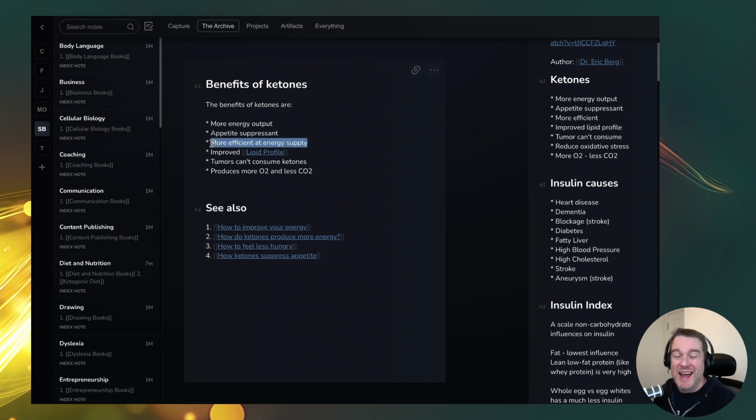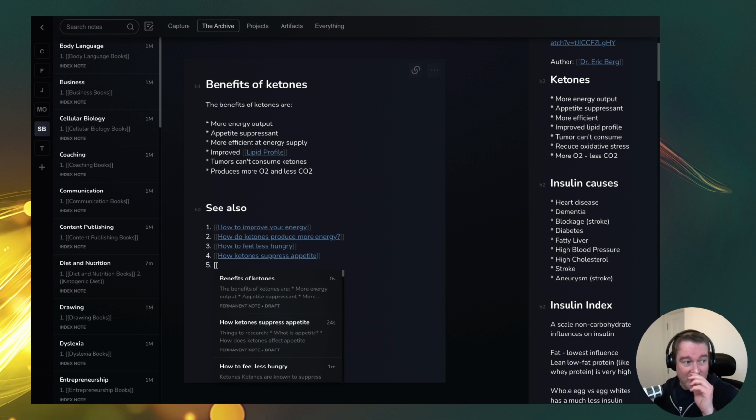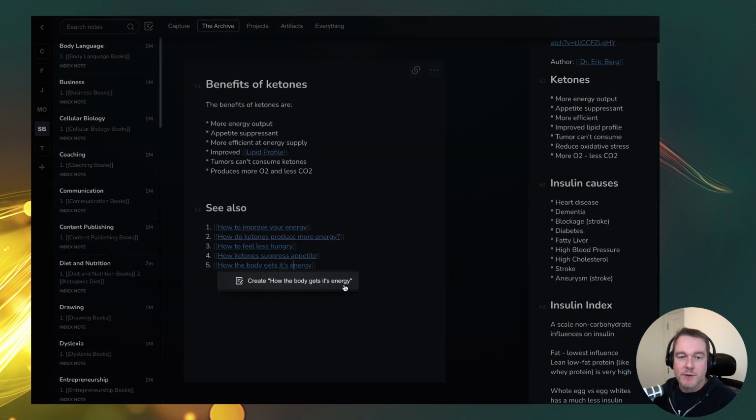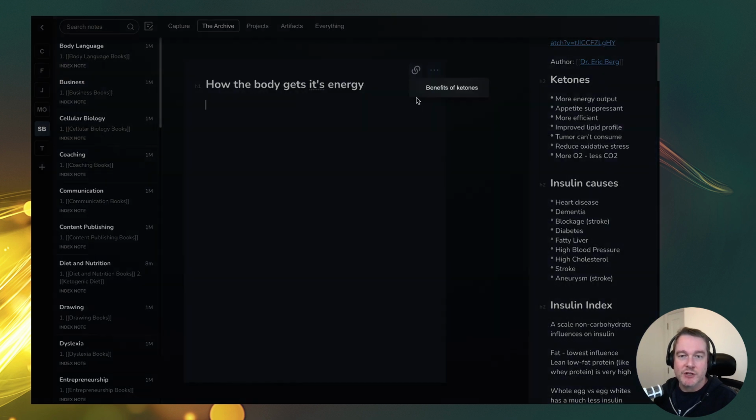More efficient energy supply. Now, again, this is a subject where there's a whole host of energy supply. We're talking about the mitochondria, and the cell barrier, which essentially acts as a battery for cell production. This is a subject I find immensely fascinating. So now we can start laying the groundwork for this, which is how the body gets its energy. So let's place that one in, how the body gets its energy.